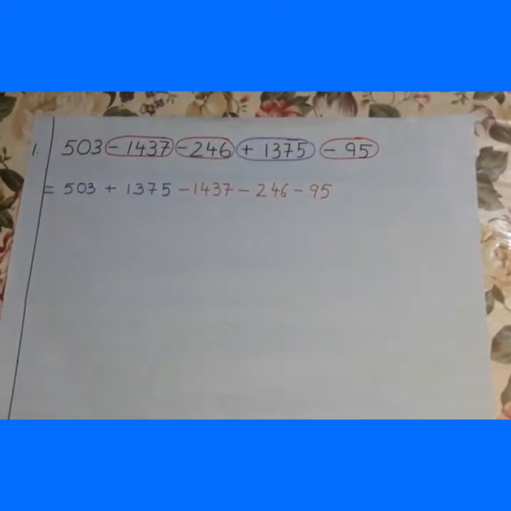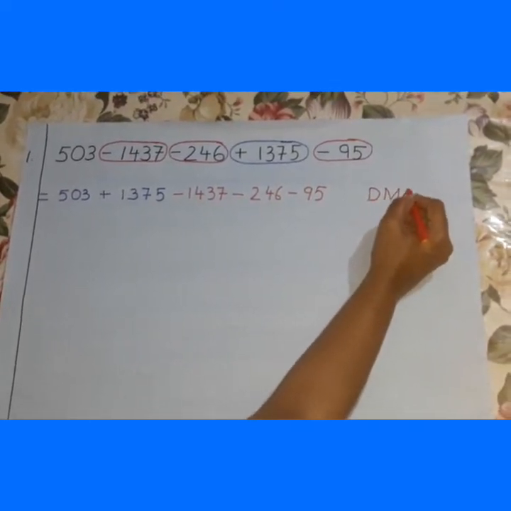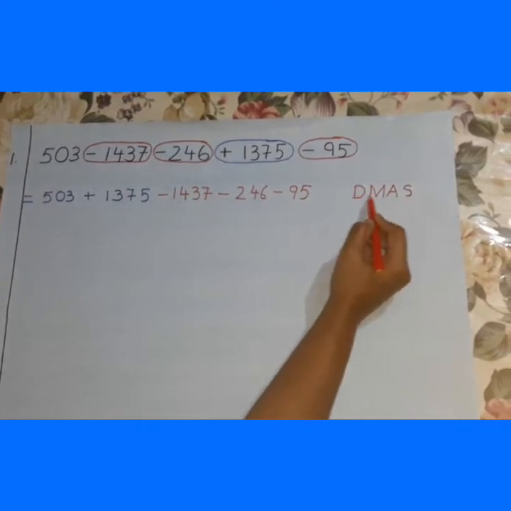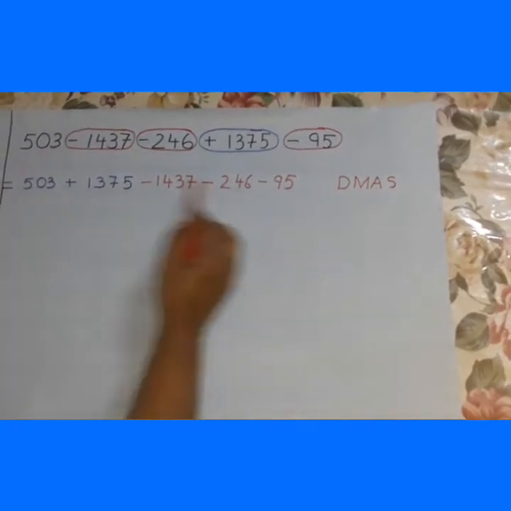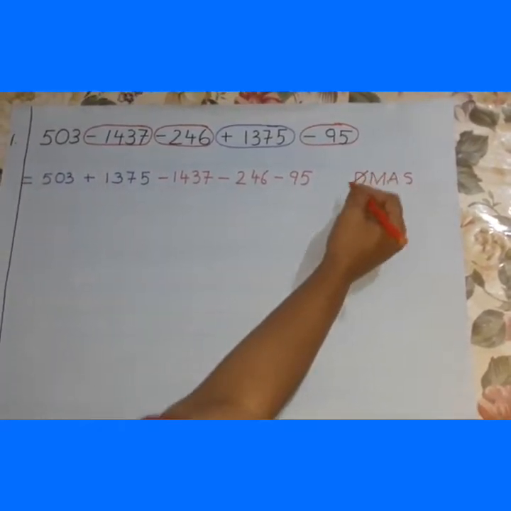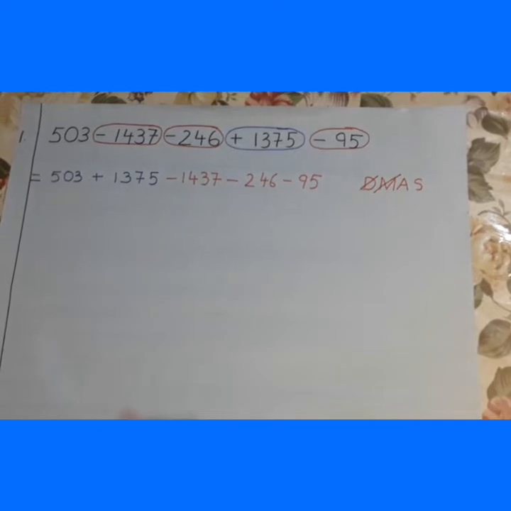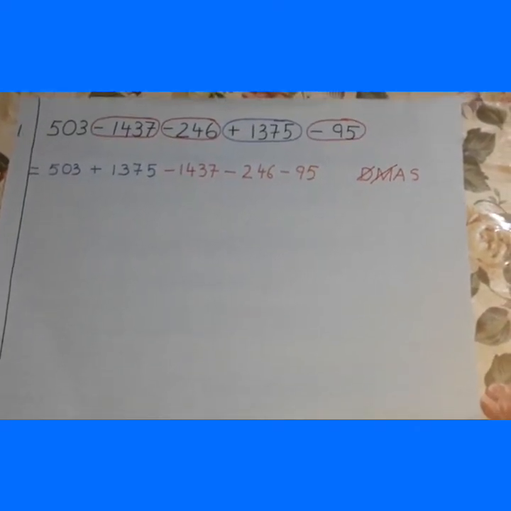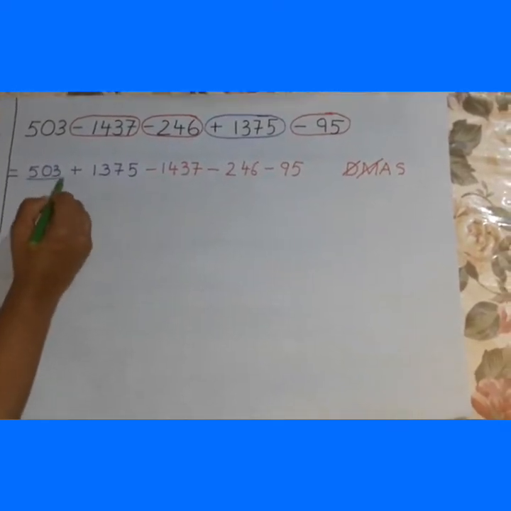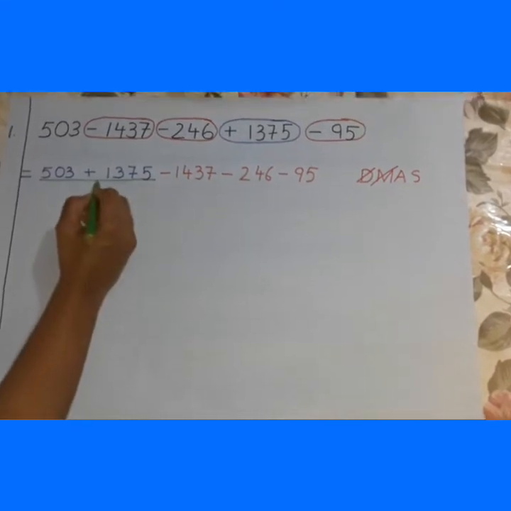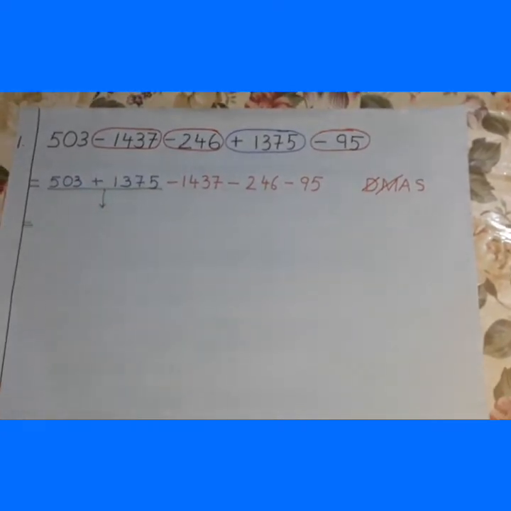Now, what was the second step? Was to write the DMAS. I hope you remember that. DMAS. Division, multiplication, addition and subtraction. Now, do we have division here? No. Strike it off. Do we have multiplication here? No. Strike it off. Do we have addition here? Of course, we have addition here. So, what are we going to do? We will underline these 2 numbers that need to be added. Make an arrow. Put an equal to sign. Add the numbers. Write down the answer.